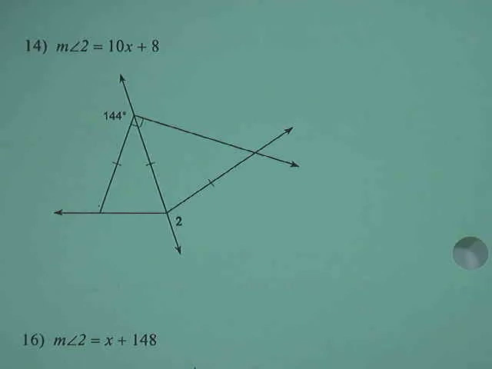Hey geometry students, so today we continued with learning about isosceles triangles and their properties with sides and angle relationships. So I'm going to go over problem number 14 from your homework.